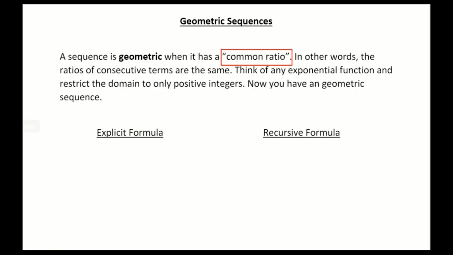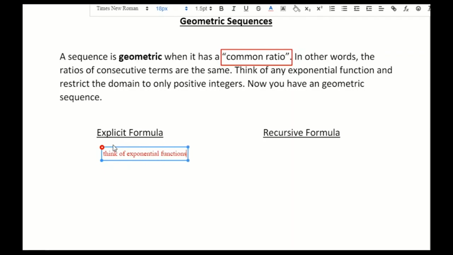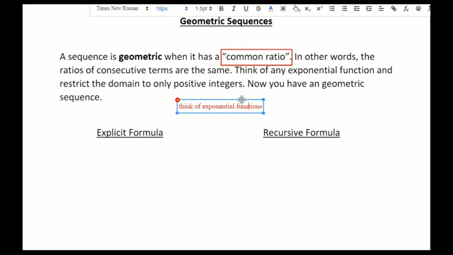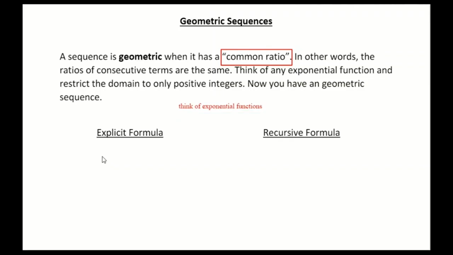So just like how I told you to think of linear functions when examining an arithmetic sequence, I want you to think of exponential functions when we're talking about geometric sequences. And so the exponential function here, if we didn't have any restrictions on the domain, would be f of x equals, and then our generic format for an exponential function would be a, which would be our y-intercept, times b to the x, right?